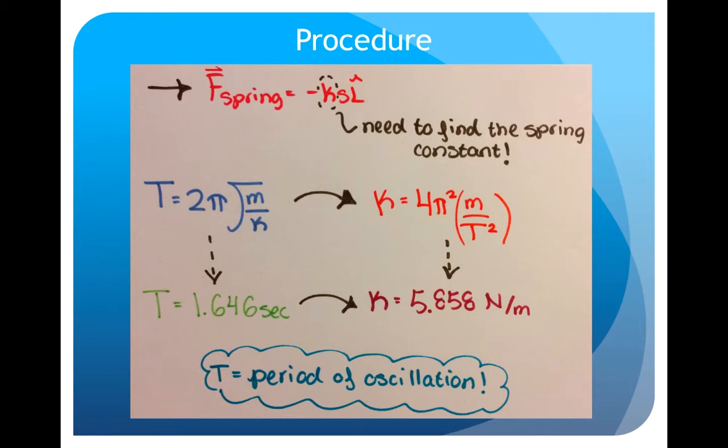We can solve for our spring force first by finding our spring constant. We can do this by rearranging the formula for T, our period of oscillation, to isolate k. We can find T from our plot generated by Tracker, which yielded a period of 1.646 seconds. Plugging this in, we get a spring constant of 5.858 newtons per meter.